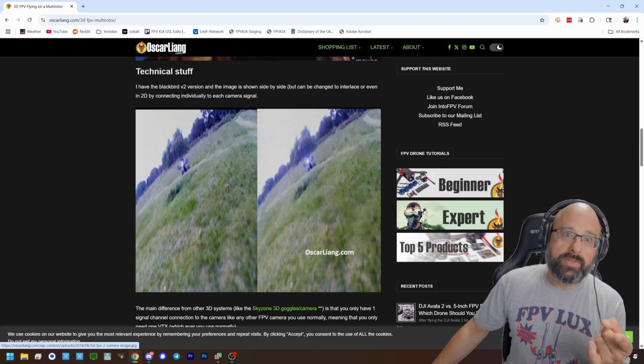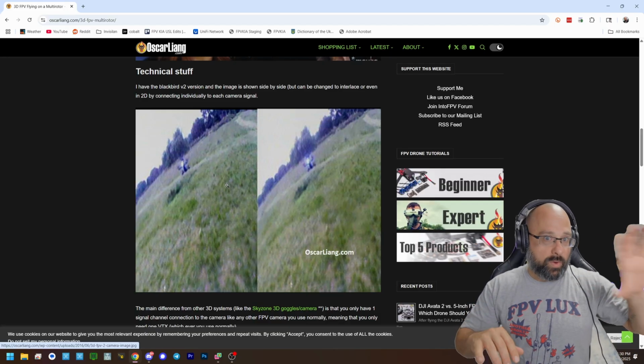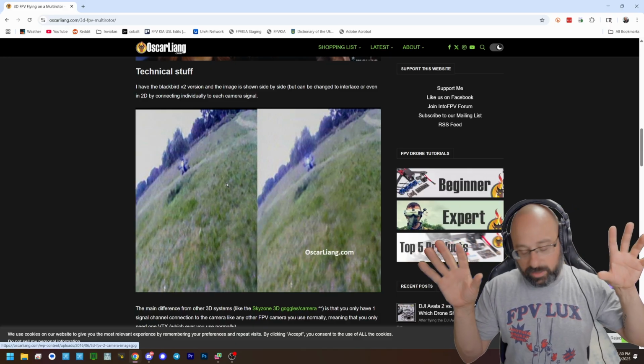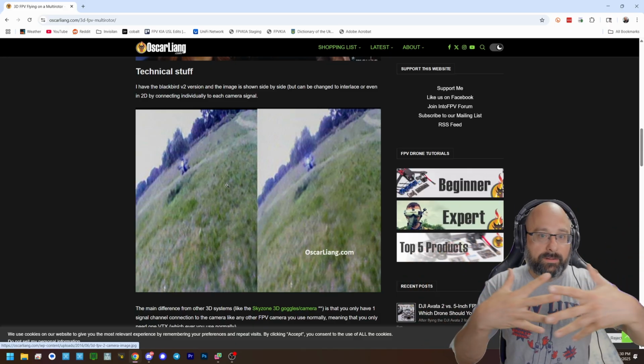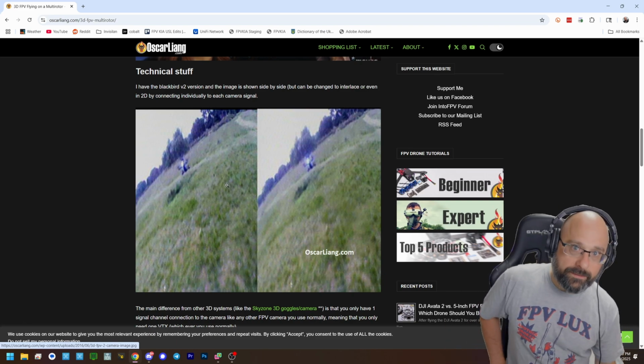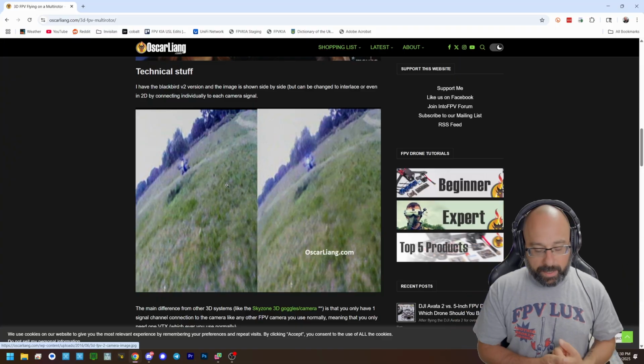There was another method that did interlaced frames. So one frame was the left eye, one frame was the right eye. Each eye gets 30 frames per second, but they're not interlaced back together like they normally would be. But again, the goggles have to know to do that. The goggles have to know to send one frame to the left and one frame to the right.